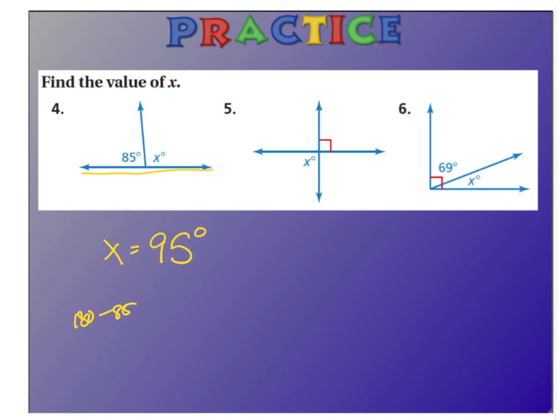Here we have an intersection of two angles, which means vertical angles are congruent. Well, one of them is 90 degrees, so the other one is 90 degrees. Last one, we have complementary angles. So 90 minus 69 in order to get our answer. So x equals 21 degrees.